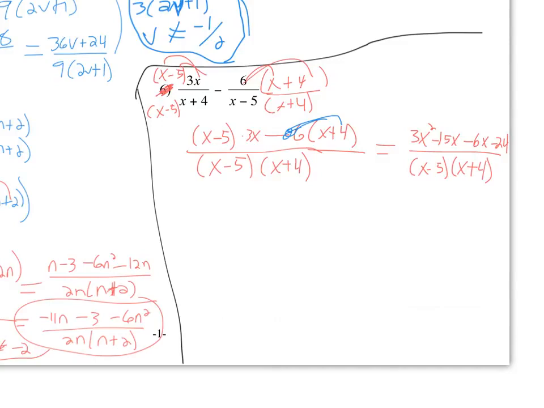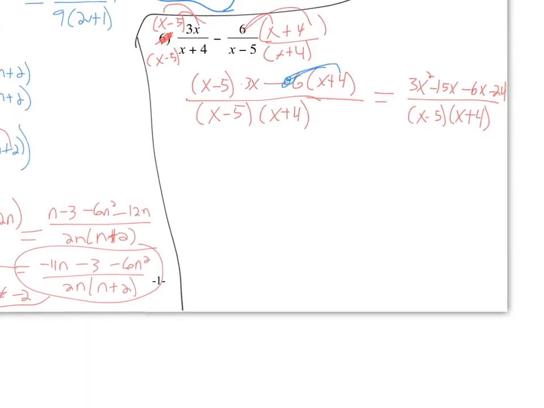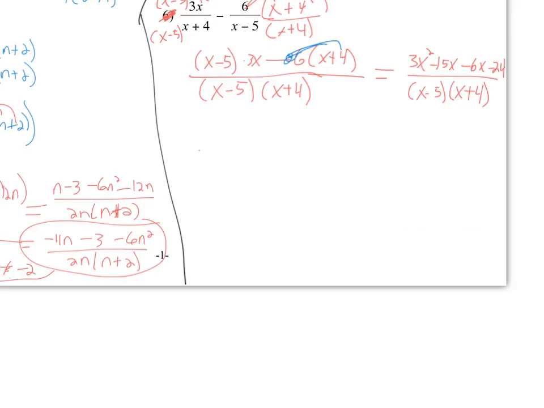And then I'm going to combine like terms. And so that's going to be 3x squared, because there's no other x squareds. Negative 15x minus 6x, so negative 21x, and then negative 24. I'd want to factor that numerator. And I'm going to do that off to the side. I'm going to try factoring it.